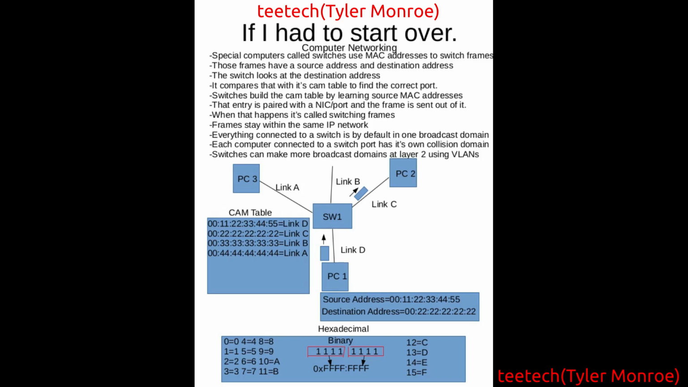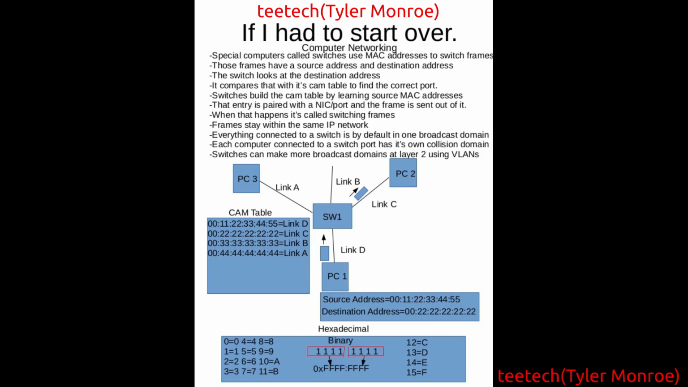Okay? Now, each computer that is connected to a switch port is its own collision domain. So basically, they don't have to share. You have basically a separate dinner plate. You don't have one plate you have to share off of. But that's how to think of a collision domain. All right? So switches can make more broadcast domains, but they do this at layer 2. And when you do that, that's called VLANs.